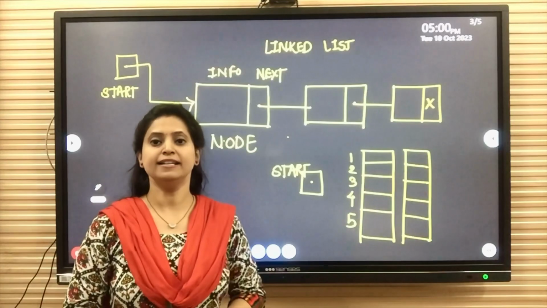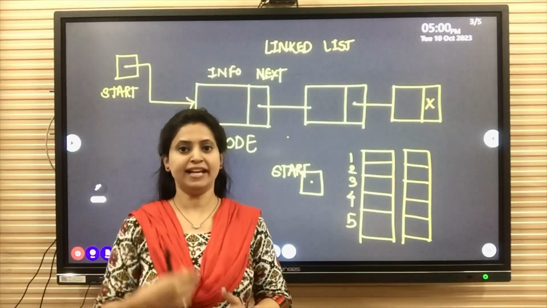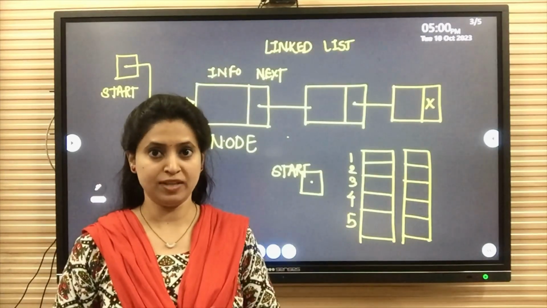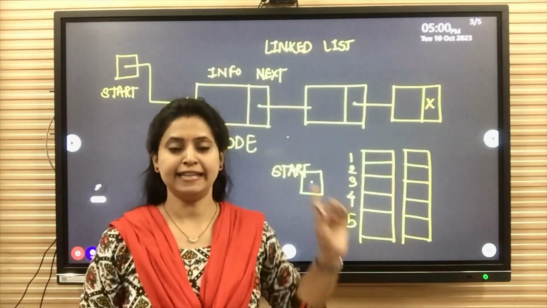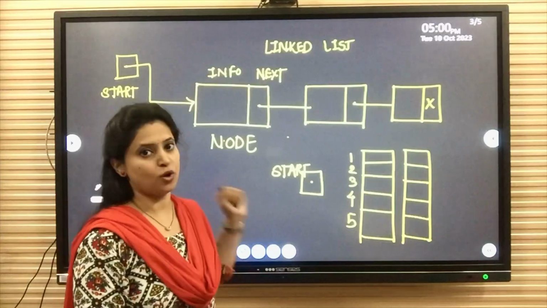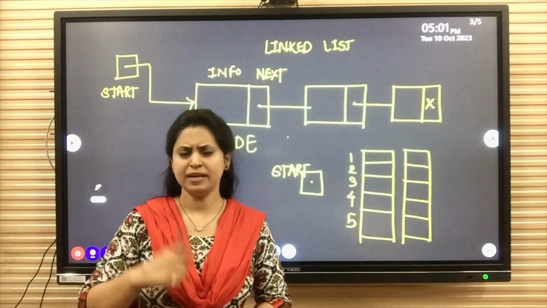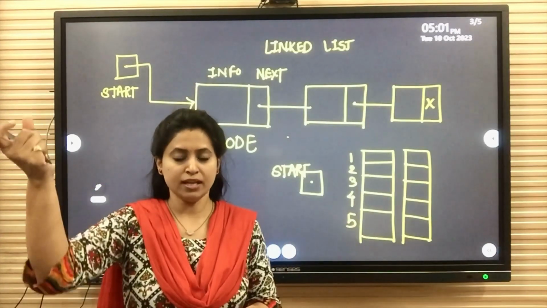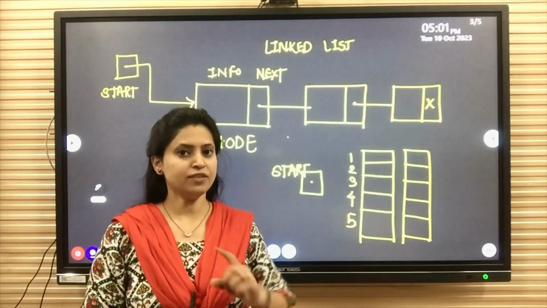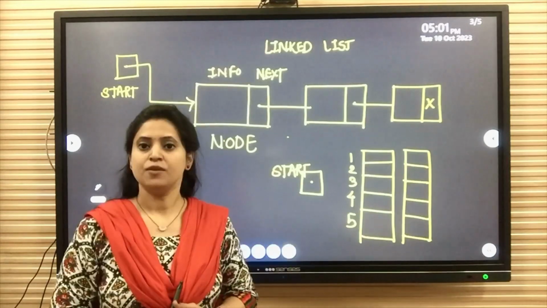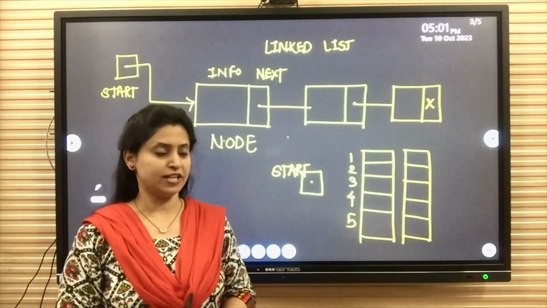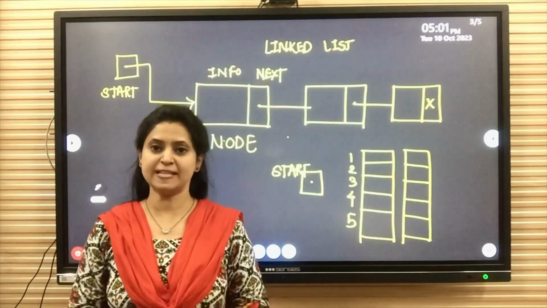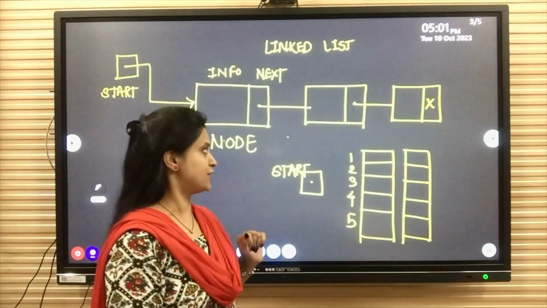Now we know that linked list is a dynamic data structure. It means we can add any number of elements, any number of nodes, in the data structure. That's why it is called a dynamic data structure. But there is a limitation. If we do not have memory available, then we cannot add the element. Whenever we go for insertion, we have to check the availability of memory space, then we can go for the insertion.